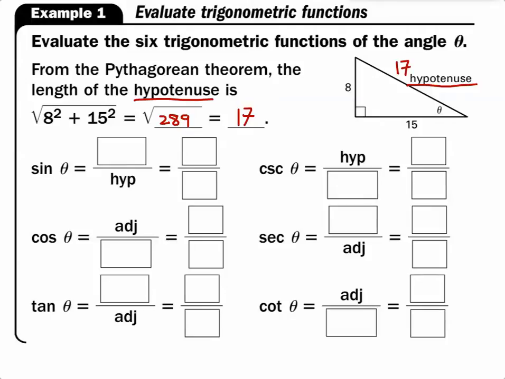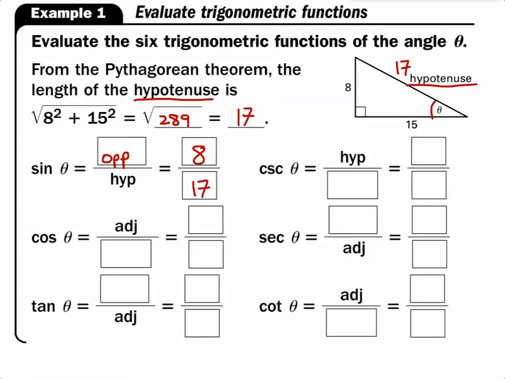All right. Quick reminder, sine is opposite leg over hypotenuse. So since the angle theta is over here in the bottom right corner, the opposite side is 8. The hypotenuse is 17. That's all we're supposed to find right now.